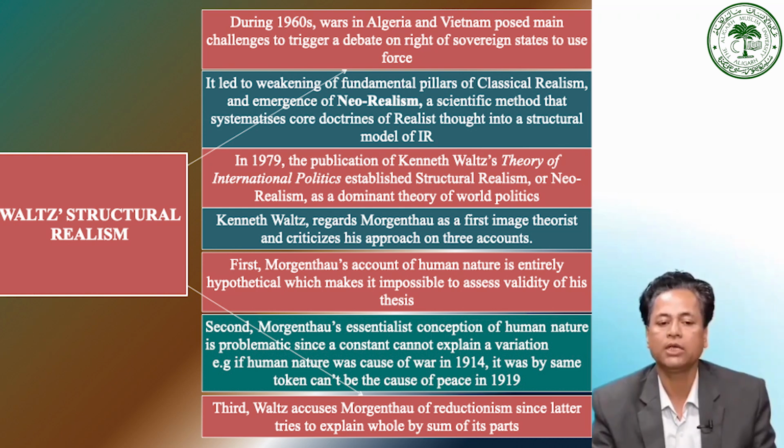Second, Morgenthau's essentialist conception of human nature is problematic, since a constant cannot explain a variation. For example, if human nature were the cause of war in 1914, the same human nature was responsible for peace in 1919. So the point is, you cannot explain outcomes with a constant variable, because that gives two different kinds of outcomes. So that was the second problem.